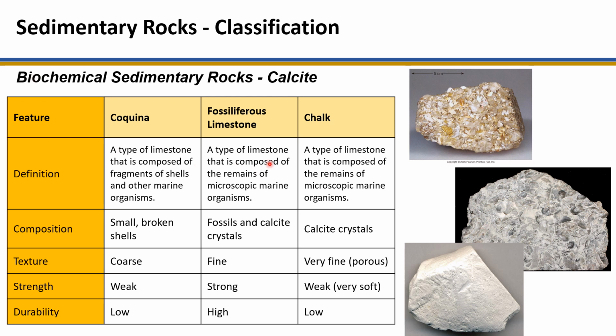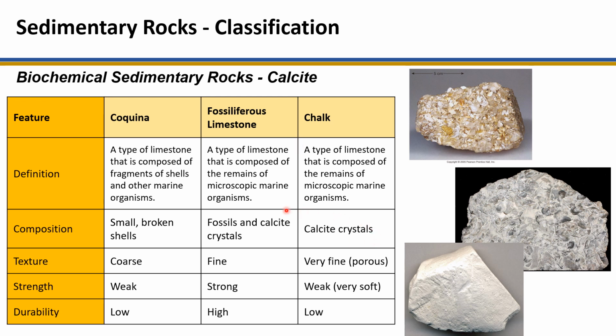So chalk is a type of limestone that is composed of the remains of microscopic marine organisms. It's typically formed in shallow marine environments, similar to fossiliferous limestone and coquina, where the remains of microscopic marine organisms are quickly buried by sediment, similar to fossiliferous limestone. Chalk is typically white and grey in color. It's a very fine grained rock with no visible fragments of organisms, like fossiliferous limestone.